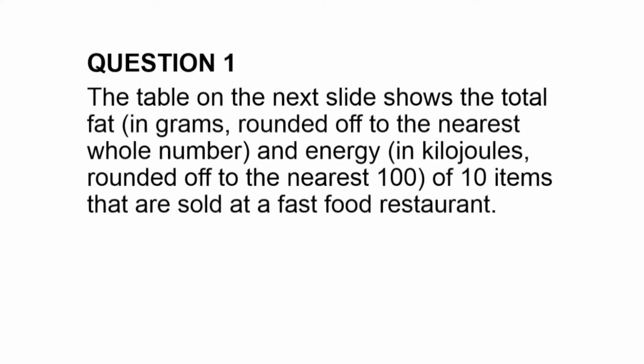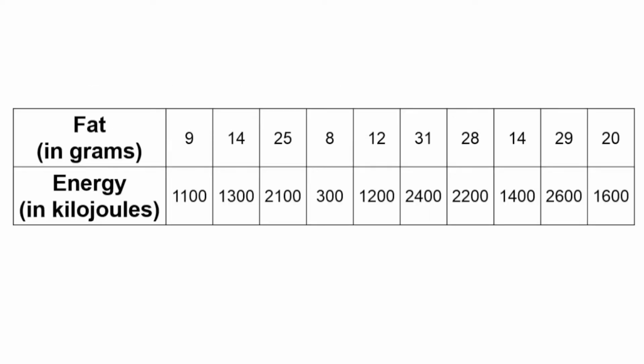So they say the table on the next slide shows the total fat in grams, rounded off to the nearest whole number, and energy in kilojoules, rounded off to the nearest 100, of 10 items that are sold at a fast food restaurant. Okay, so there we have it. We have all our data.